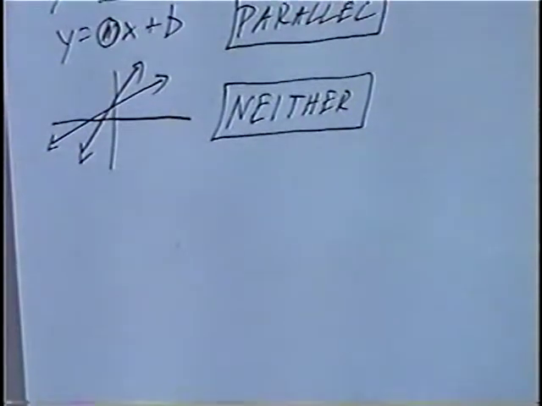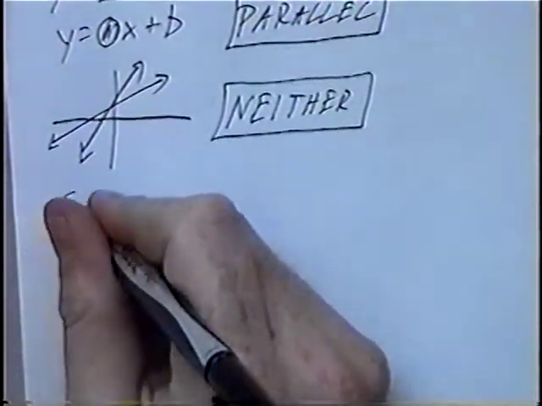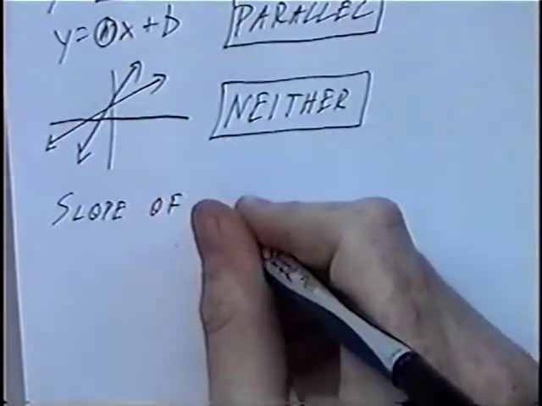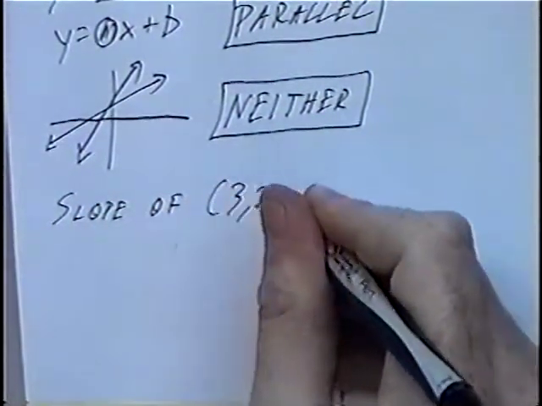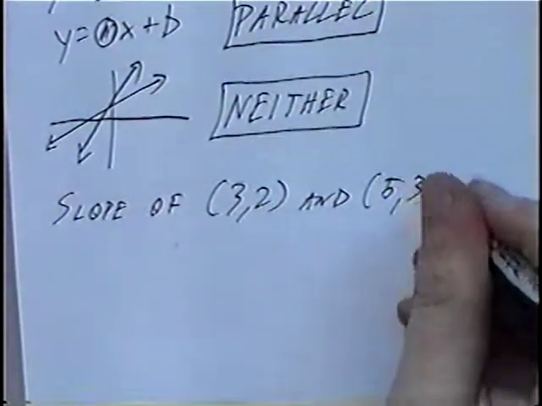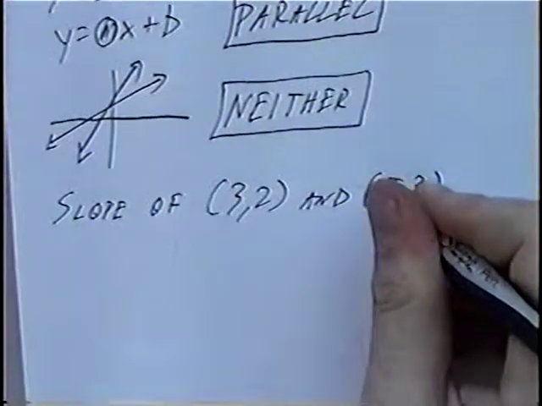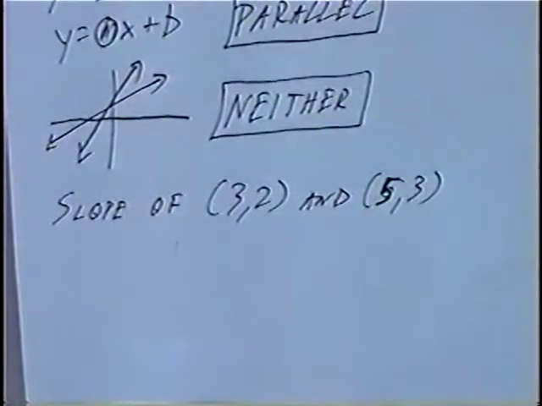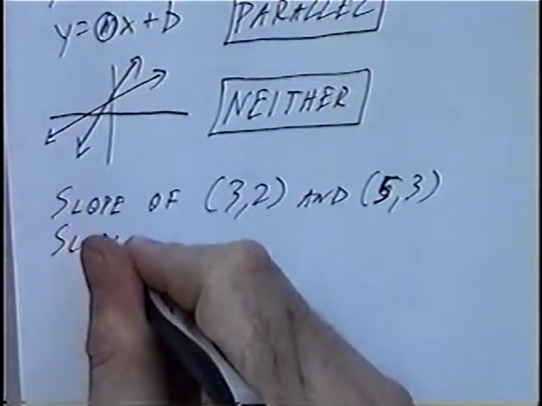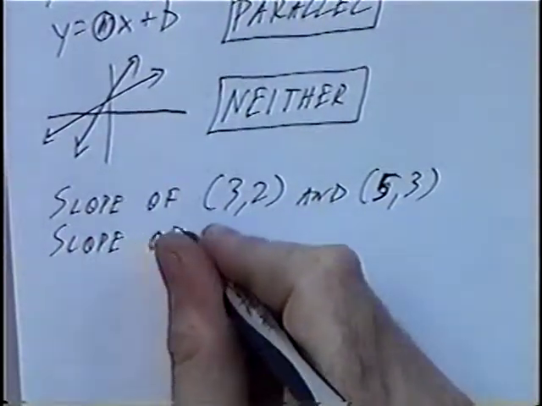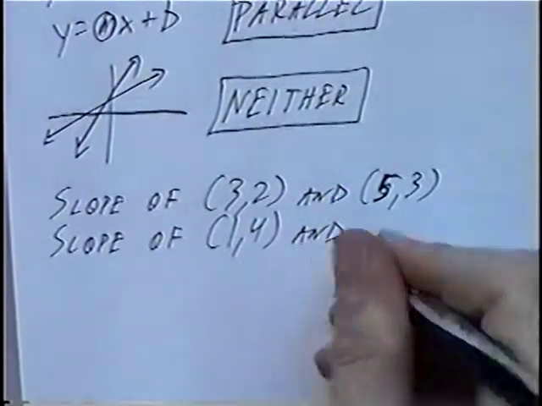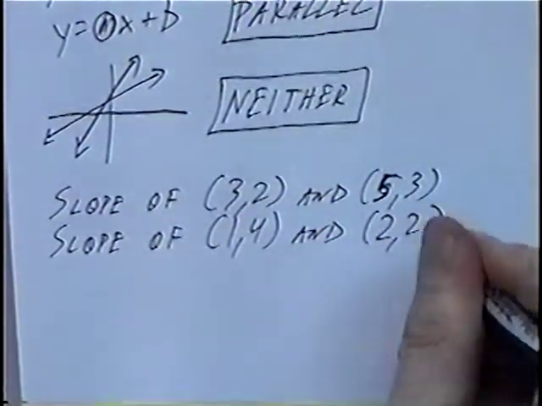And last question. First one will have the slope of (3, 2) and (5, 3). And we'll also have the slope of (1, 4) and (2, 2).